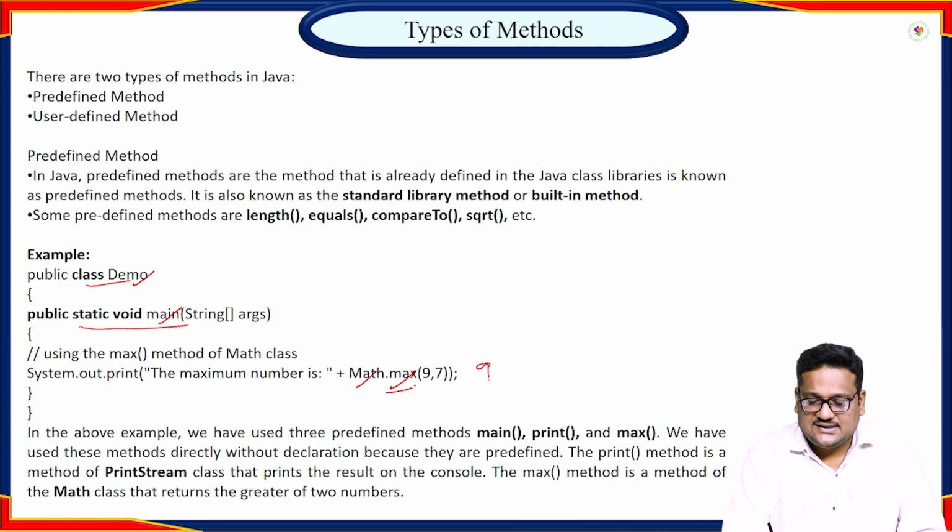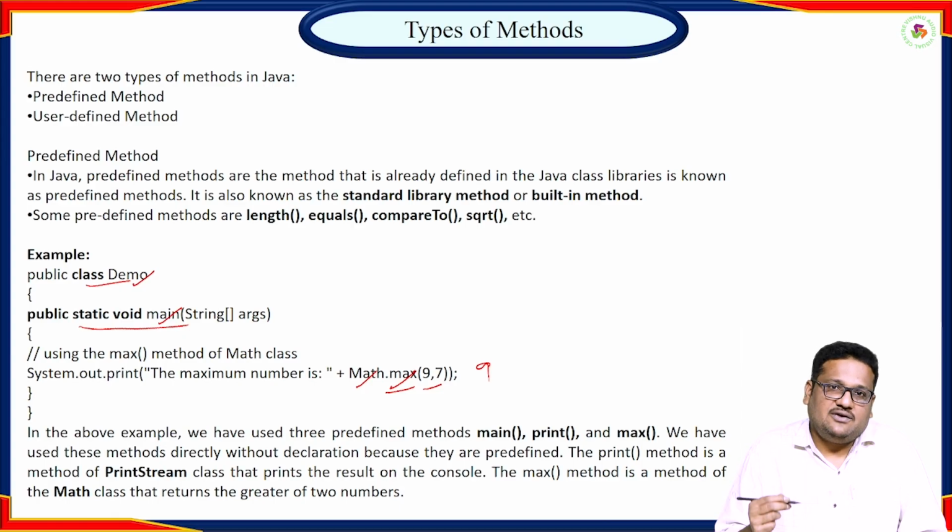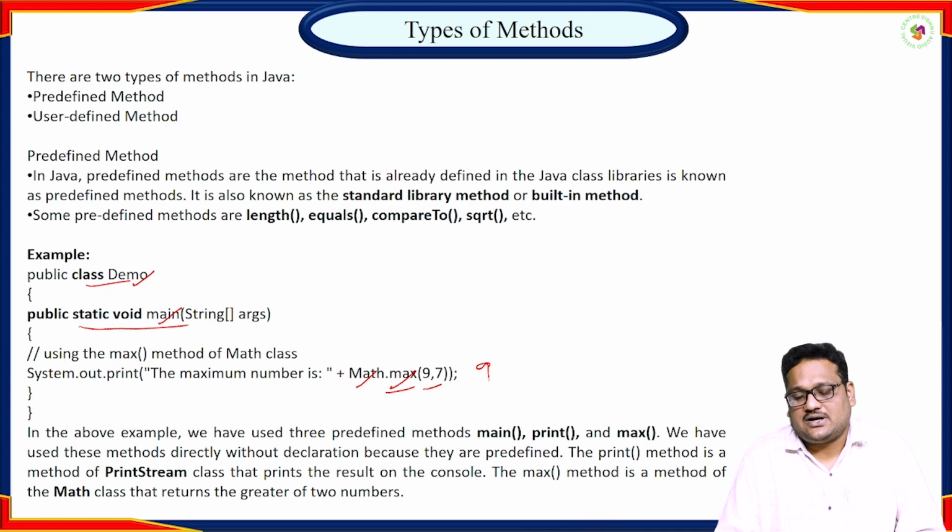Because max is the method, it will return the maximum number among two numbers. Since max is a predefined method, as I told you, predefined methods are already available in Java class libraries. So in the above example, we have used the predefined methods: main, print and max. From main, the program execution will start. Print will print the output of this program. Print is a method of the PrintStream class. Again, this PrintStream class is available in the lang package.